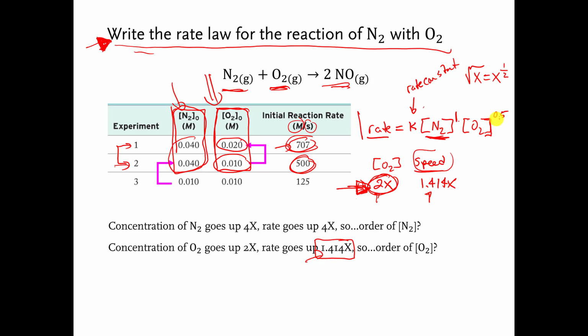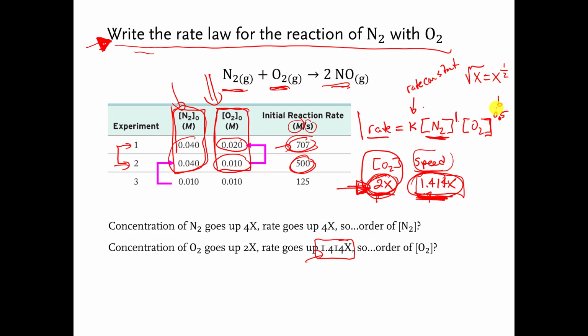And that's the part that I don't expect you to recognize. I would never throw a square root relationship at you, but I'm telling you right now that if you double something and the speed goes up by 1.414, that means the speed is going up by the square root of whatever the O2 concentration is going up by. And square root can be written as a 0.5.